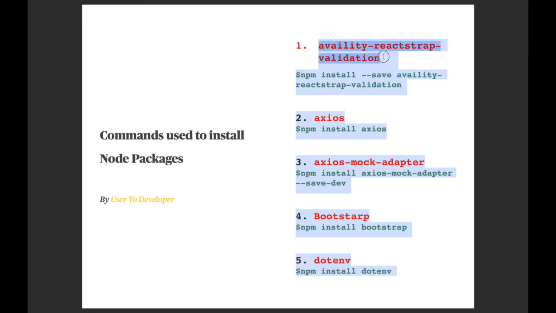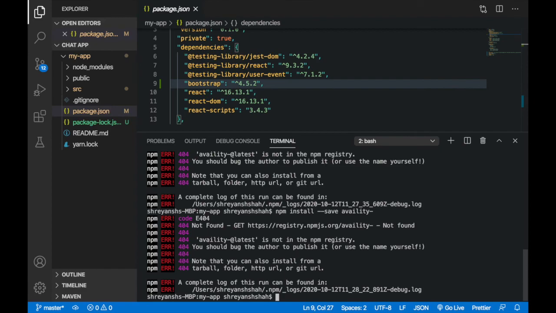We need to install this Availity React Strap validation package, and what it basically does is make it easy to use React validation components which are compatible with React Strap. For that, you just need to write this command into your terminal to install this package. So here I will be writing this command into my terminal.